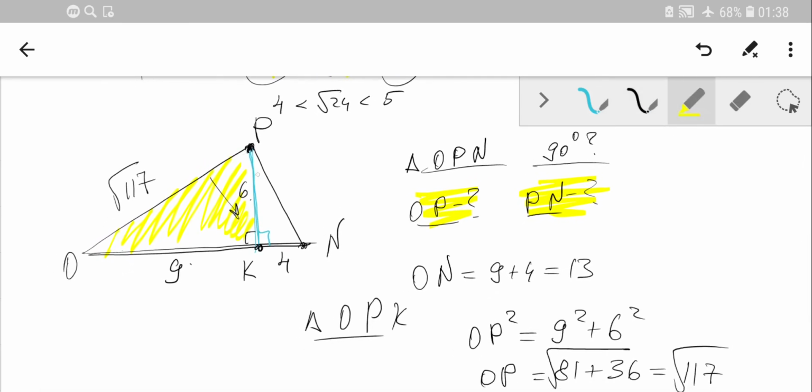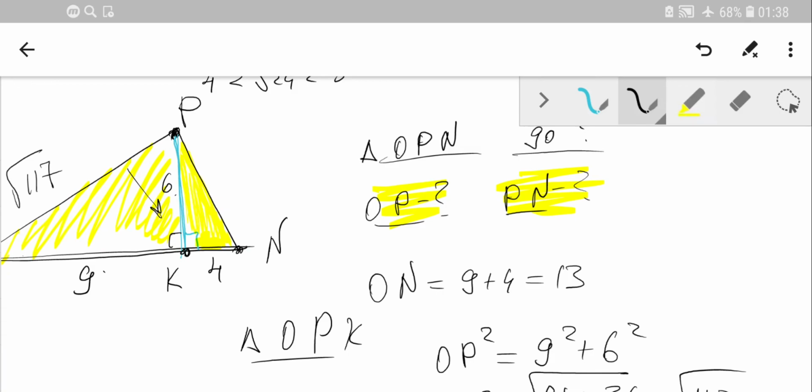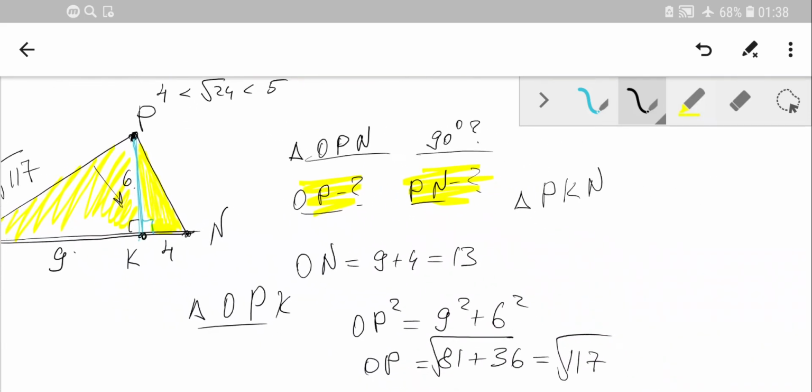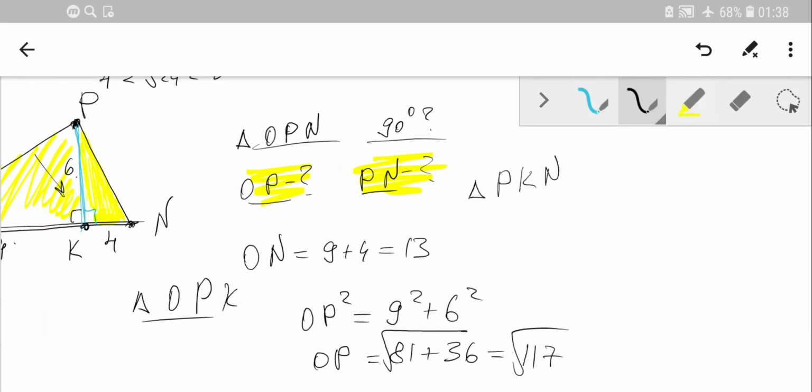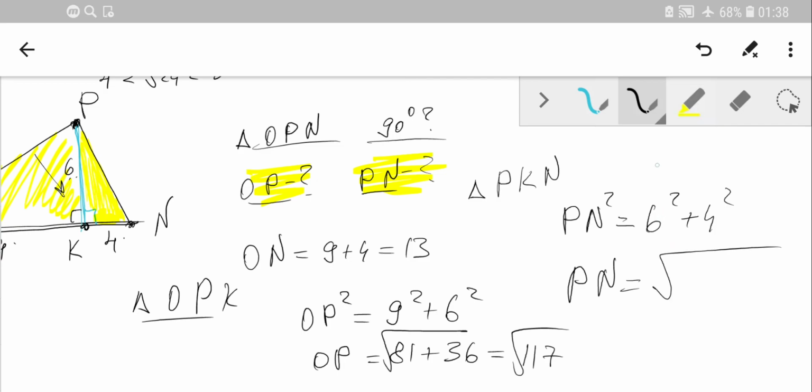So next one, PN. For PN, we'll use the right hand side yellow triangle, which is also 90 degrees, means a right angle triangle. So from triangle PKN, we can figure out the value for PN. So PN squared is actually 6 squared plus 4 squared. And we'll get the value for PN as the square root of, so 6 squared is 36, 4 squared is 16, and we'll arrive at 52.